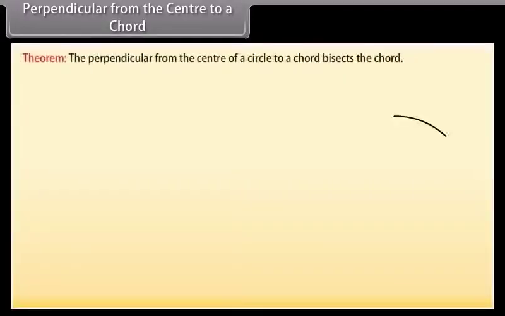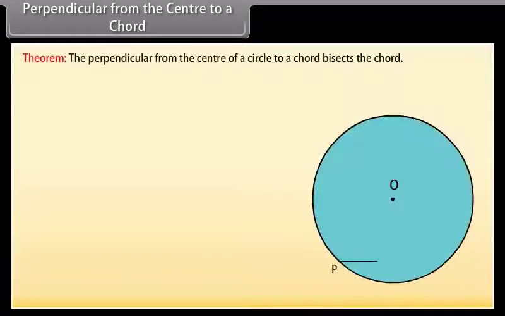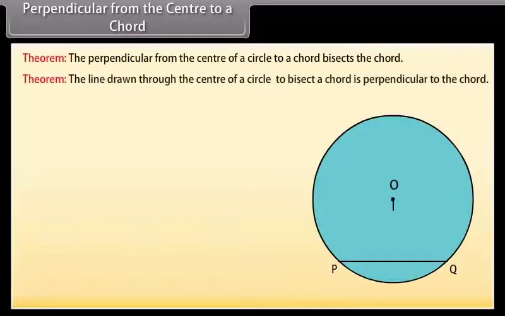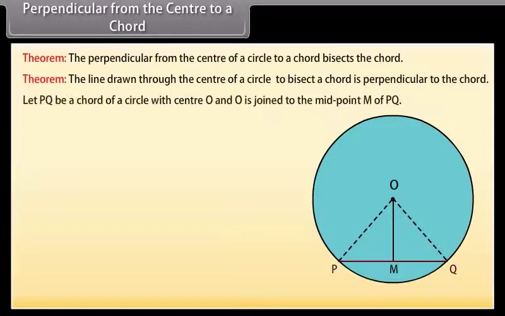Perpendicular from the center to a chord. The next theorem says that the perpendicular from the center of a circle to a chord bisects the chord. Its converse is: the line drawn through the center of a circle to bisect a chord is perpendicular to the chord. Let's prove it. Let PQ be a chord of a circle with center O, and O is joined to the midpoint M of PQ. To prove, OM is perpendicular to PQ.